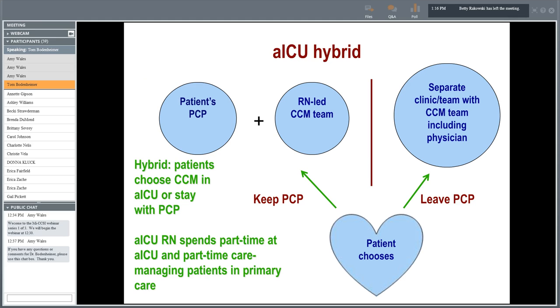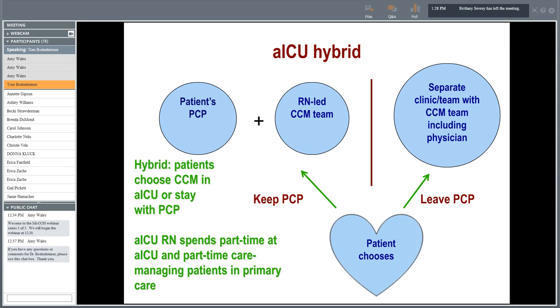So another way to do it is what they call an AICU hybrid. The patient can choose if they want to continue to be taken care of by their primary care provider. Then there's also an RN-led complex care management team, this is like the primary care model. Or the patient could leave their primary care provider and go to a separate clinic or a separate team, which just takes care of a small number of complex patients.